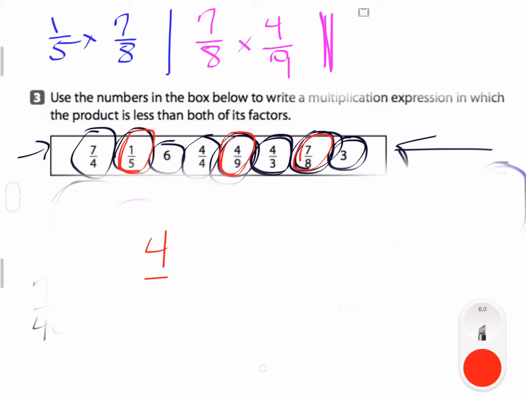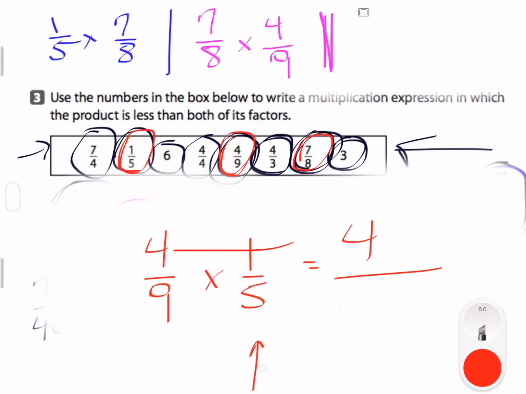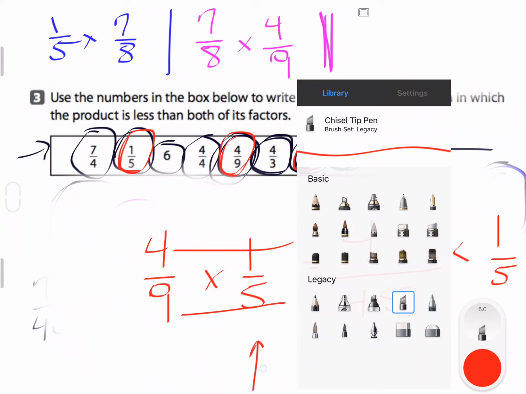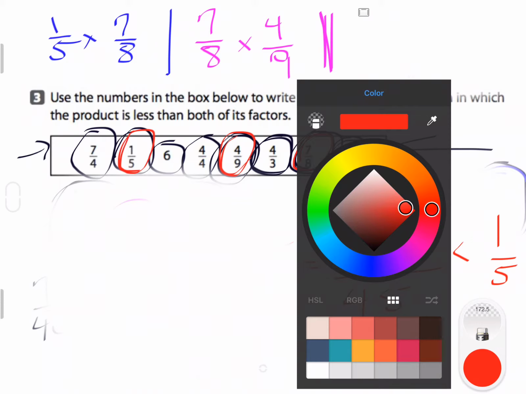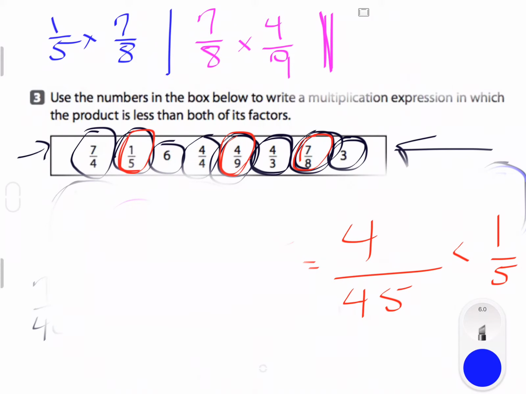We're going to have 4/9. We're going to multiply it by 1/5. And we want to make sure that the answer is smaller than, well, 1/5 is the smallest of the two. So we'll multiply across the top, and we'll get 4. We'll multiply across the bottom, and we'll get 45. 4/45 is going to be less than 1/5. How do I know? Well, let's go ahead and check. Let's put 1/5 into 45ths.